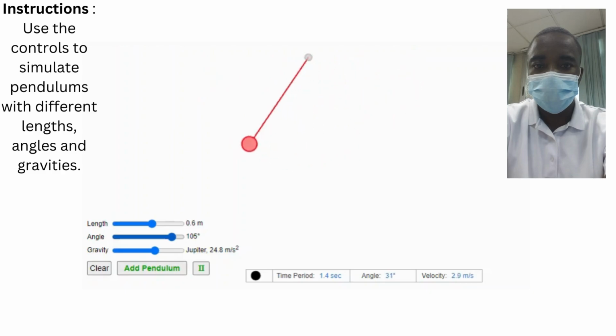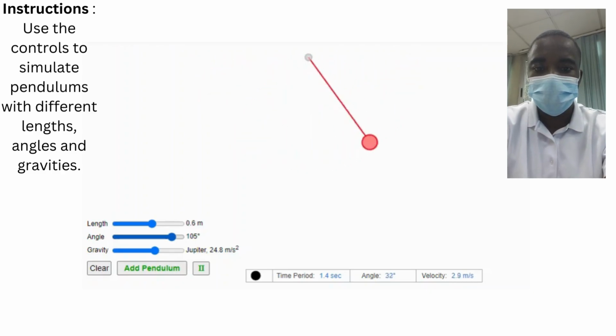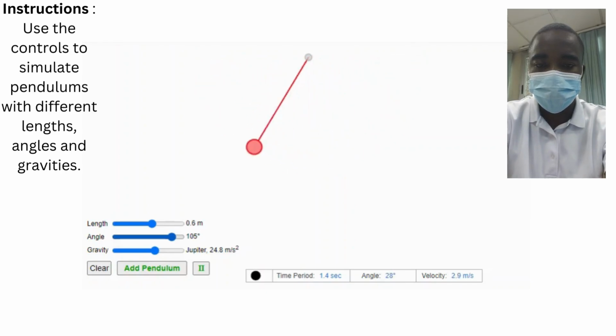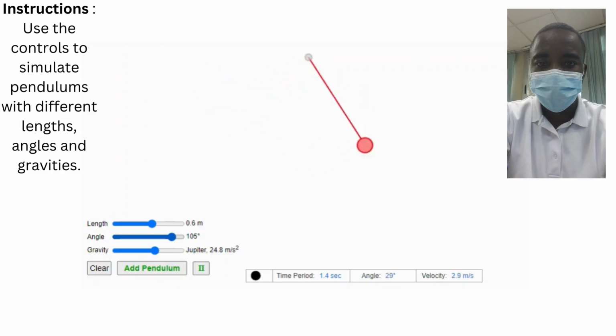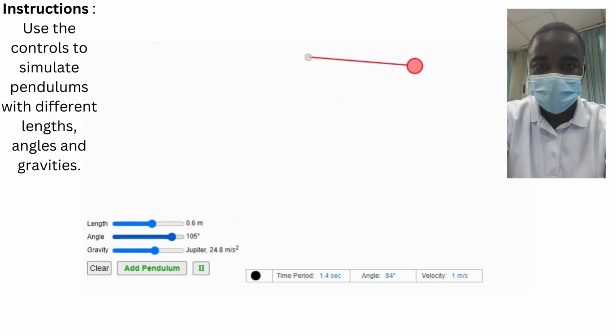The pendulum simulation also introduces students to the applications of periodic motion in various fields. Periodic motion is fundamental to many areas of science and engineering, including mechanics, electronics, and astronomy. By understanding the principles governing the motion of pendulums, students can gain insights into the broader applications of periodic motion in the real world.